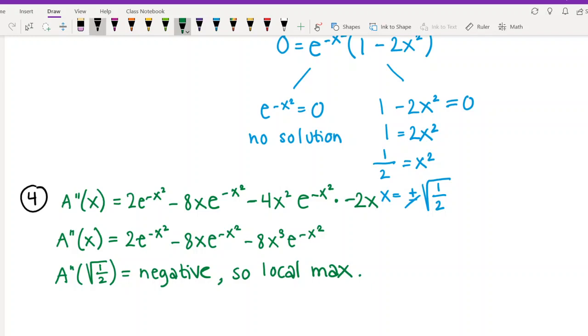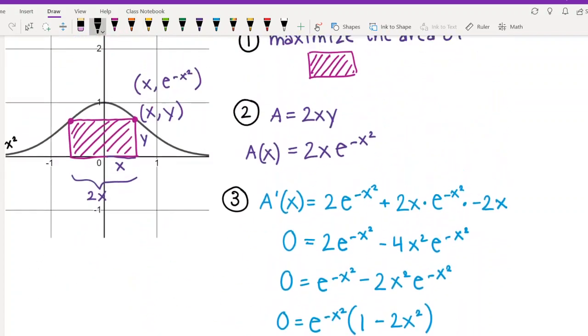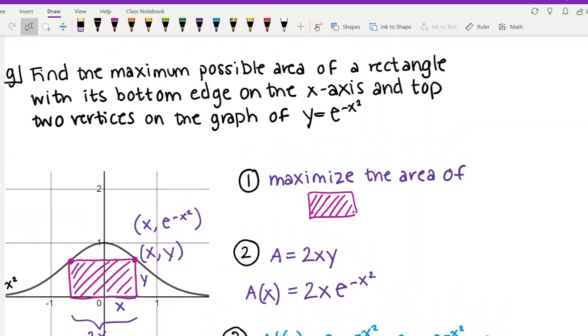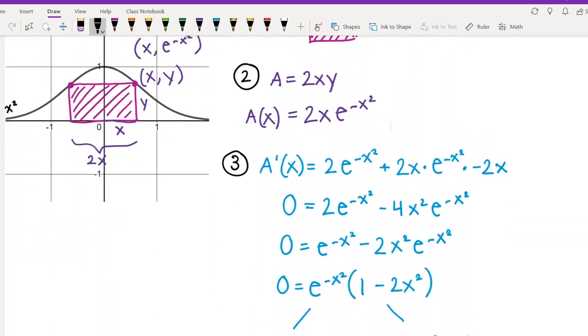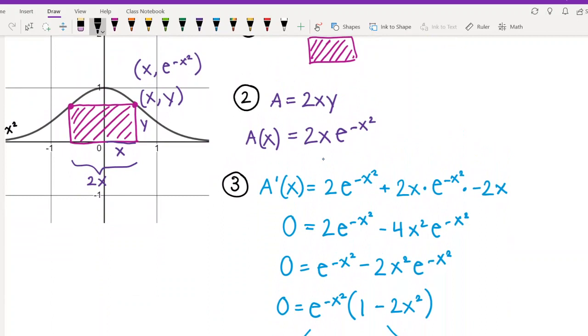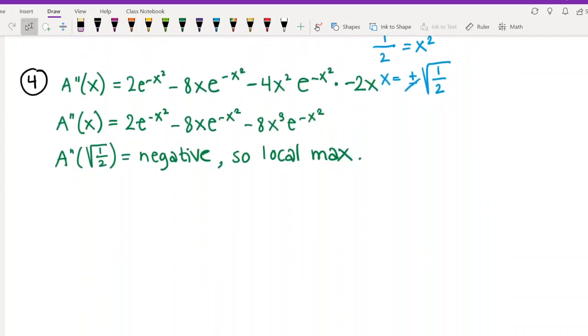Okay, so last step on this one is looking at, what is the question asking us? The question was not asking us to find x. The question was asking us to find the maximum possible area. So we need to go back to that question and figure out what that area is. The area was equal to 2 times the x value that we found times the height, and the height was e to the negative x squared. So we can just plug our number into that.